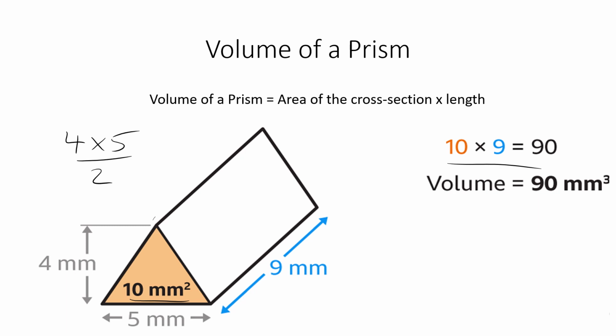So just to recap, with prisms, it's always the area of the cross section multiplied by the length. And you will be given this formula during the 2024 series of papers on the formula sheet. You are going to get a formula sheet for this year only, but if you are studying beyond that, you may not get that formula.